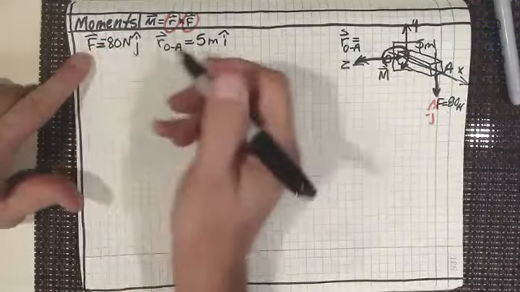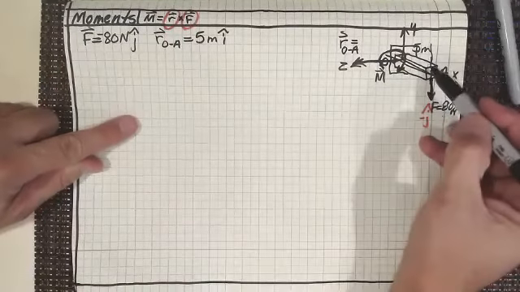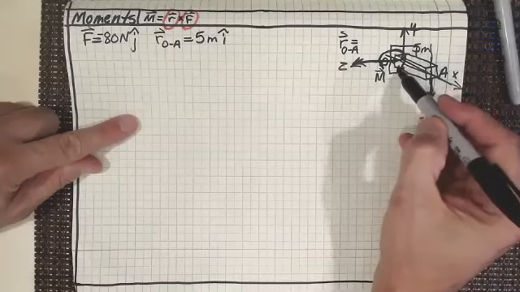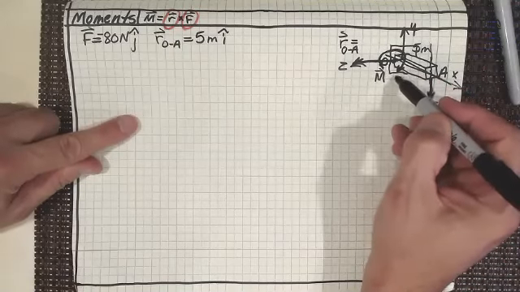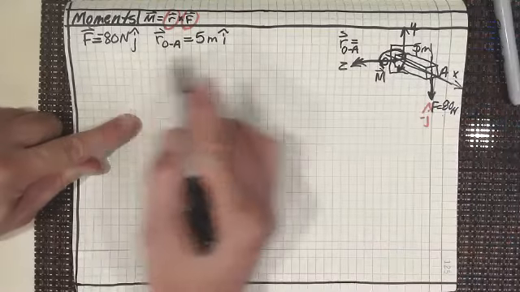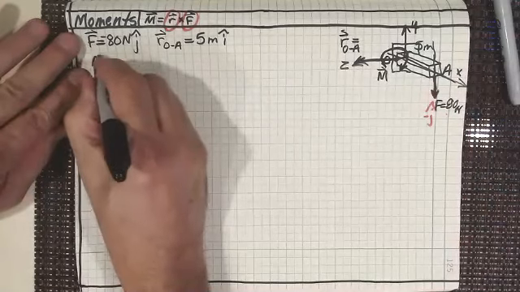Now, I've got a negative 80 newtons there. Let's not forget that. Because as you can see, this is going to pull down. This is going to pull it clockwise. And we know that counterclockwise is positive, clockwise is negative. So I'm assuming I'm going to have a negative moment here. Let's actually do the numbers and see.